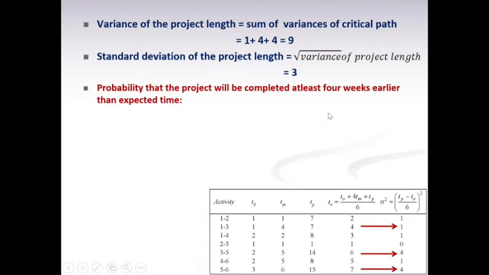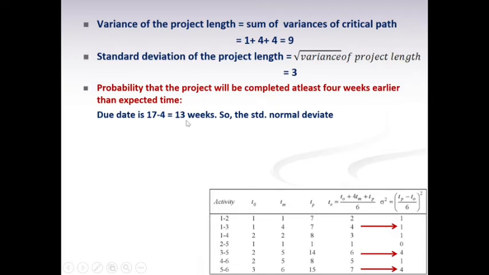Then we can start answering the various questions. The first question is the probability that the project will be completed at least 4 weeks earlier than the expected time. First we have to find out the due date. At least 4 weeks earlier than expected. The expected time of completion is 17 weeks. So 4 weeks earlier means 17 minus 4, so it is 13 weeks.